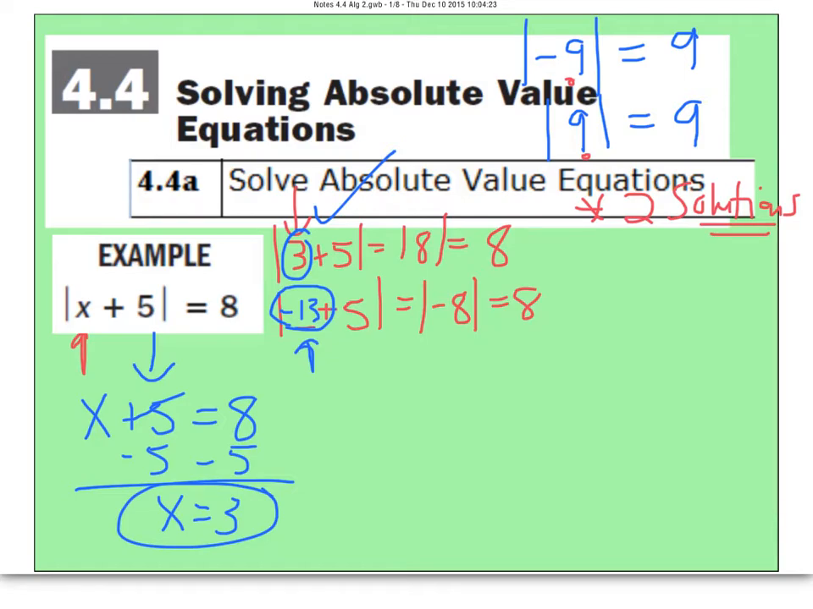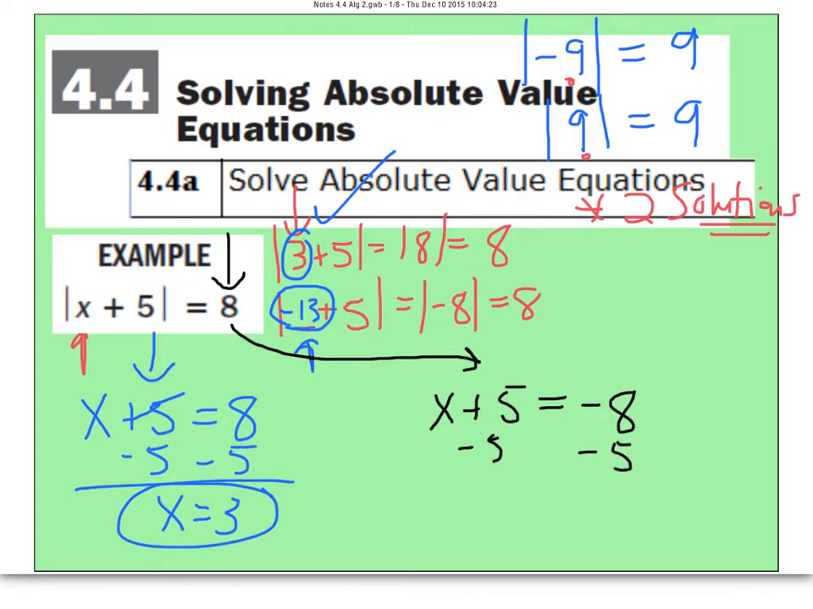Now, the second equation comes from here. I'm going to rewrite it again as x plus 5 without the symbols. However, I know a -8 would work too, so all you do is change the sign of the answer. If I mathematically solve it, subtract 5, and lo and behold, here comes the answer that I guessed and checked, -13.